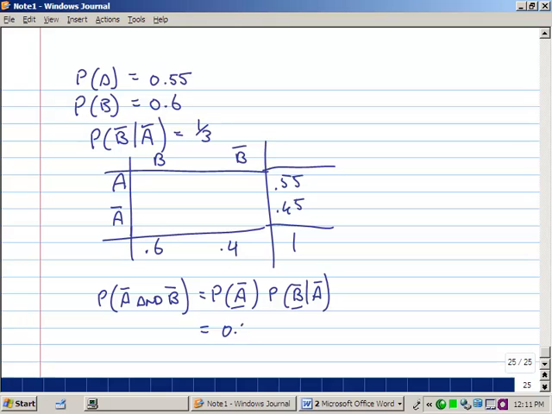So A bar and B bar equals the probability of A bar, 0.45, times B bar given A bar, which is 1/3, and so the answer to that question is 0.15. So A bar and B bar is 0.15. Now we have one element in the table, then we can fill out the rest. And there's our table.